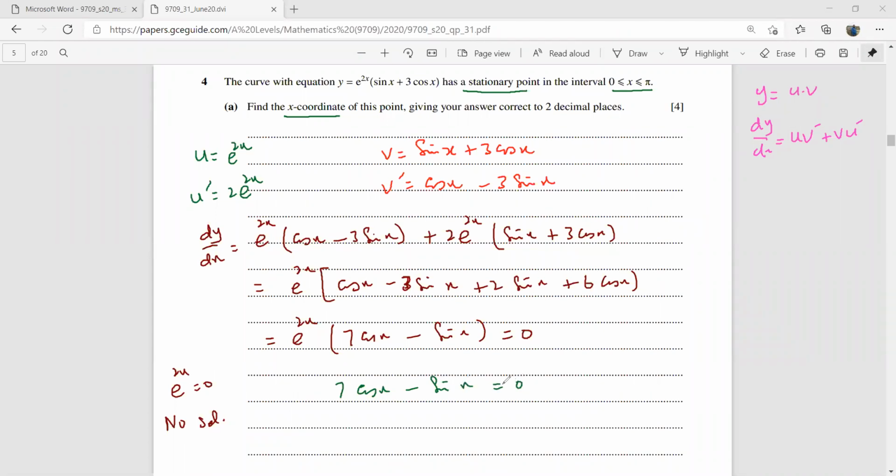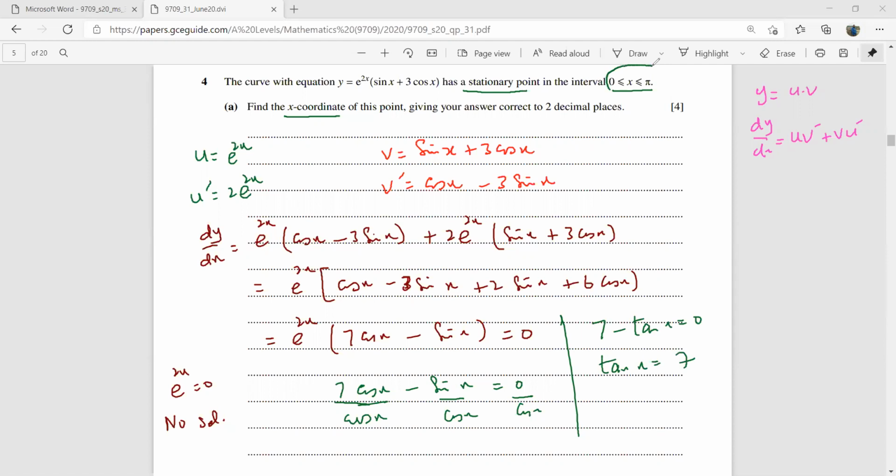Now, this is a typical P1 trigonometry question where you have two terms, one in sine, other is cos. How do you solve such equations? Convert it into tan, divide all of these by cos actually. So dividing the whole equation by cos x, you end up with 7 minus tan x equal to 0. So your tan x equal to 7.